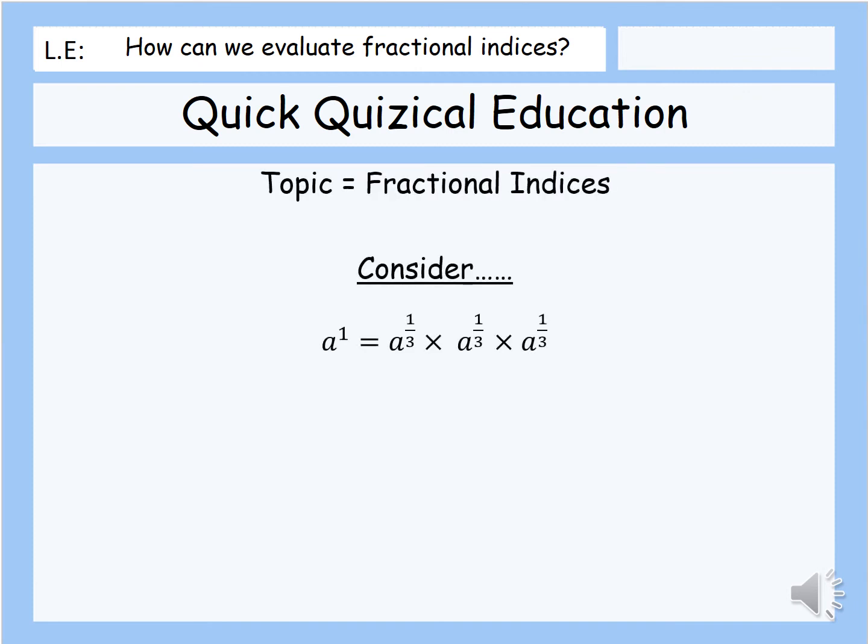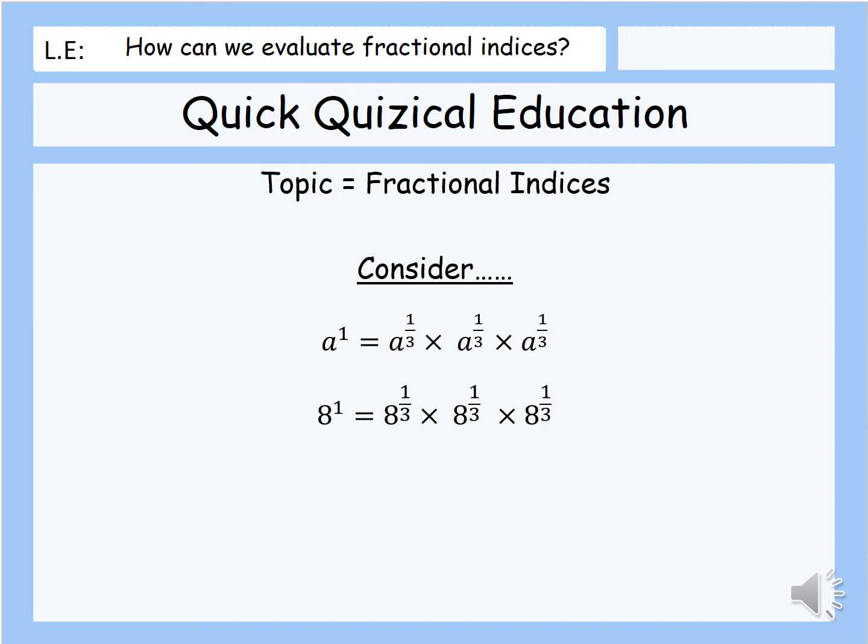Well, again, if I want to get a power of 1 and I can add the powers to get that, I could have a to the power of 1/3, add a to the power of another third, gives me 2/3, and then a to the power of a third gives me that a to the power of 1. So here we're looking at a value that multiplies by itself and then itself again and gives me that value.